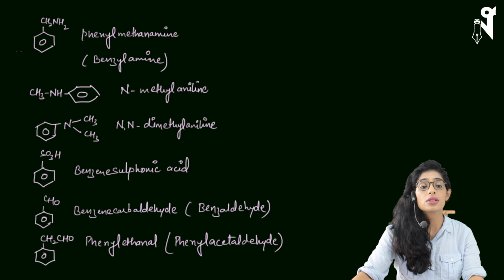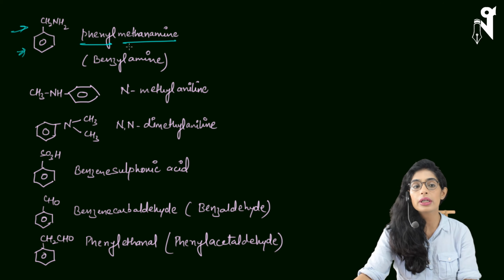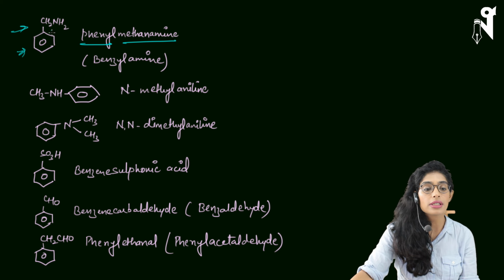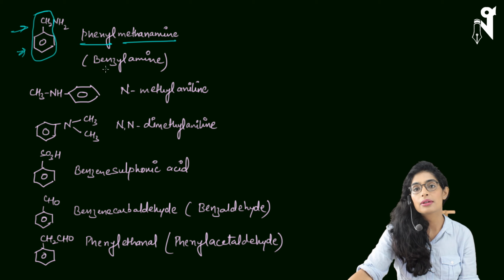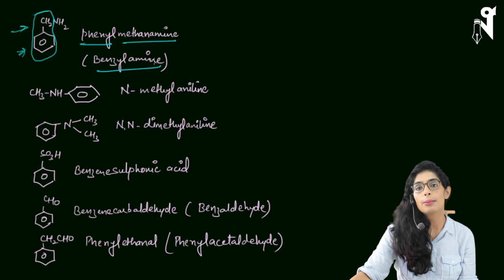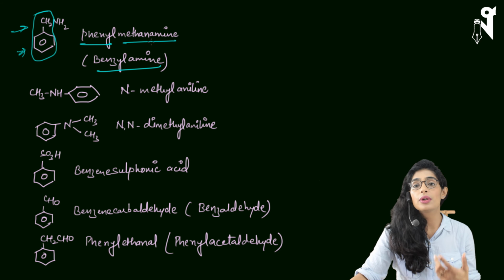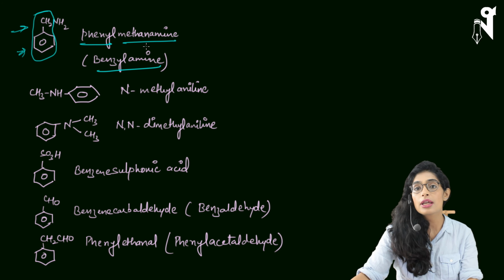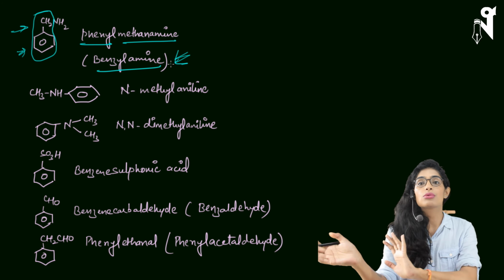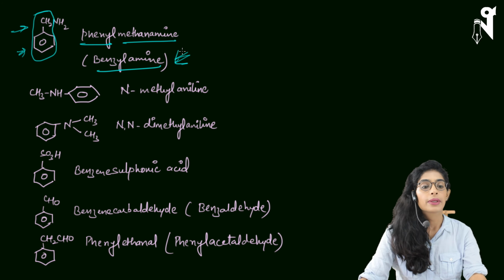If NH2 is present on the carbon chain rather than on the benzene, then the benzene will act as a branch and the name will be phenylmethanamine. Simple. This we have already discussed. And I told you that benzene with CH2 is called benzyl, so we can also write it as benzylamine. There are multiple ways you can name it. If you want to name it, you preferably use IUPAC naming, but if you get the common names, you must be able to reproduce them into their actual structures.